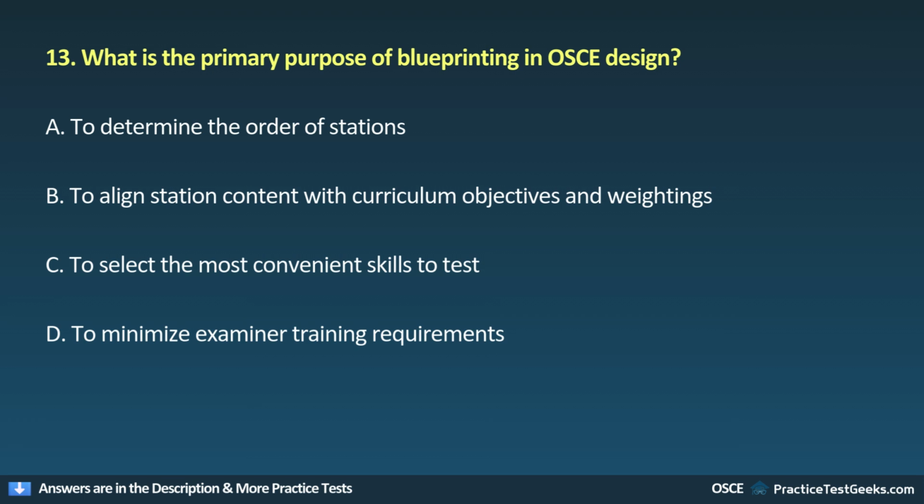13. What is the primary purpose of blueprinting in OSCE design? A. To determine the order of stations. B. To align station content with curriculum objectives and weightings. C. To select the most convenient skills to test. D. To minimize examiner training requirements.